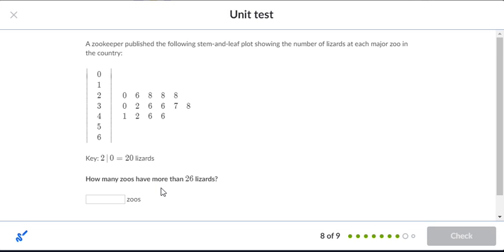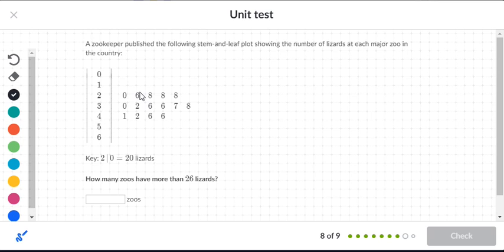So what we want to do is figure out how many zoos have more than 26 lizards. So if we look at the graph here, we clearly see that this is 26. So it's got to be more than the 26. So we can't include the 26 itself. We want to be more than the 26. So what we do is we count all these numbers here.